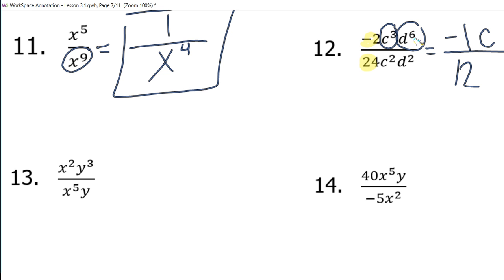And when we're dividing, what do we do with these exponents? Subtract them. So big minus little. So for the C's, what is 3 minus 2? Do I have to put my 1 right here? No. So I'm going to erase that.